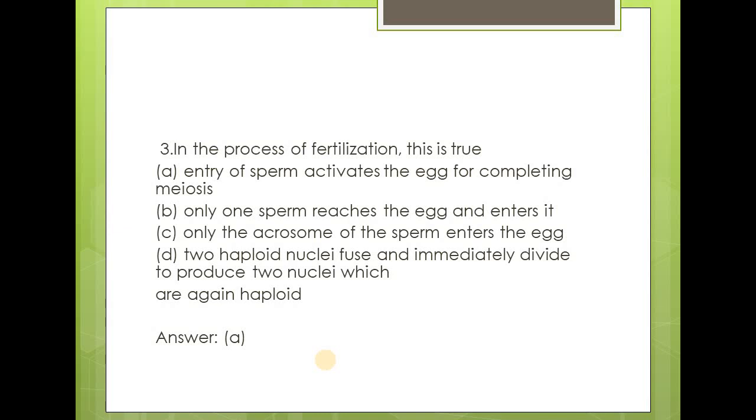In the process of fertilization, which of these is true? Entry of sperm activates the egg for completing meiosis. Only one sperm reaches the egg and enters it. Only the acrosome of the sperm enters the egg. Two haploid nuclei fuse and immediately divide to produce two nuclei, which are again haploid. The answer is entry of the sperm activates the egg for completing the meiosis.